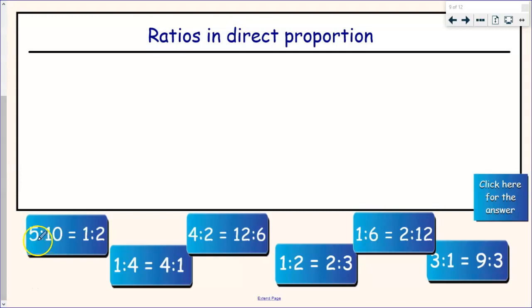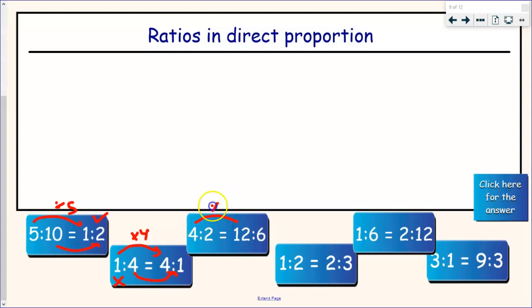So in other words, we've got 5 to 10 equals 1 to 2. Does it? Yes, because 5 divided by 5 is 1. 10 divided by 5 is 2. Again, you have to do the same thing to both. And in this case, it was divided by 5. So that is in direct proportion. 1 to 4 and 4 to 1. So to get 1 to 4, we got to multiply by 4. What we do to one side, we do the other. This one did not multiply by 4, it divided. So this is not in direct proportion.